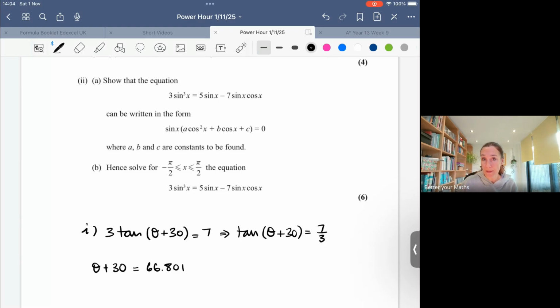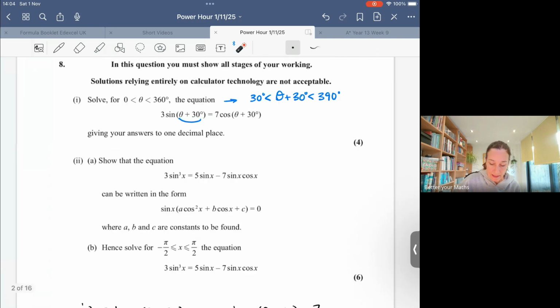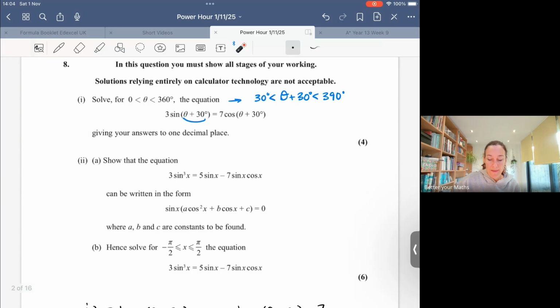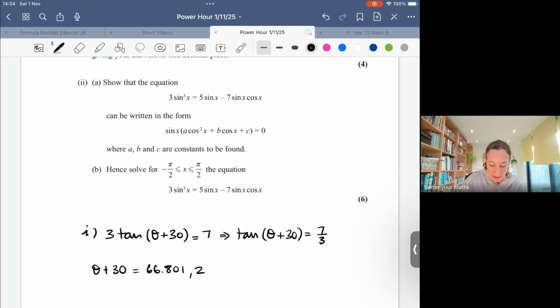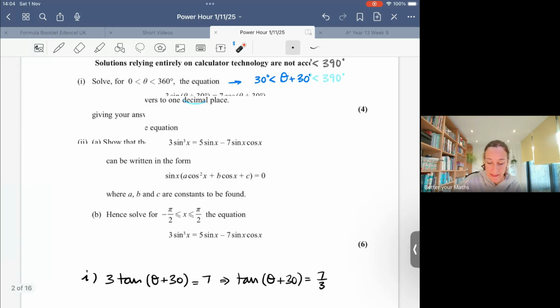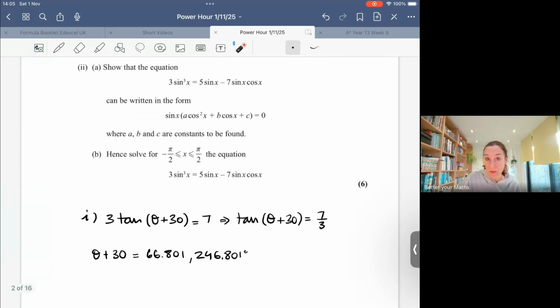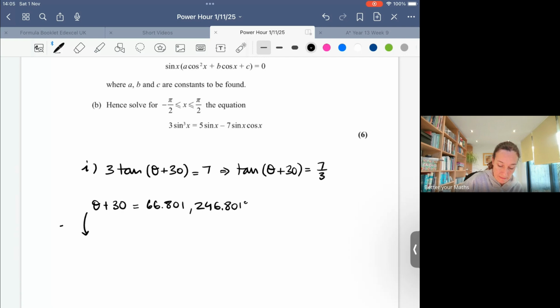And before subtracting 30, we are going to find the other solutions in the interval. So this one is perfect, it's in our interval. The next one, remember, tan repeats every 180 degrees. So I'm going to add 180 degrees to that, which is 246.801, which still is in the interval. The next one will be out of the interval, yeah, because it's 426. And this is the limit of the interval. Now that I have my 2 solutions, is when I'm going to subtract the 30 to find theta.